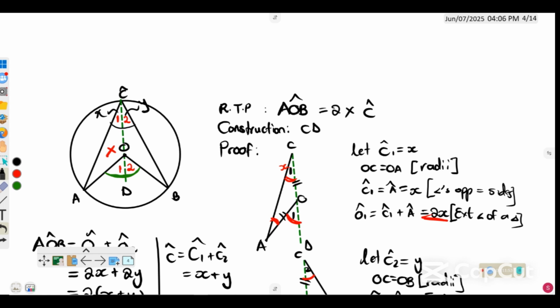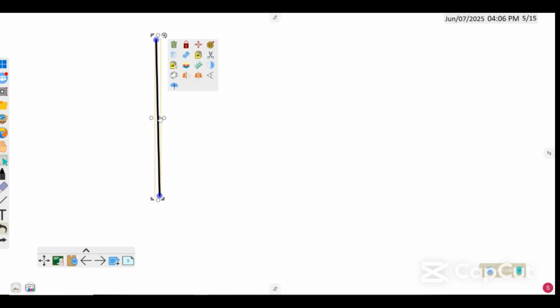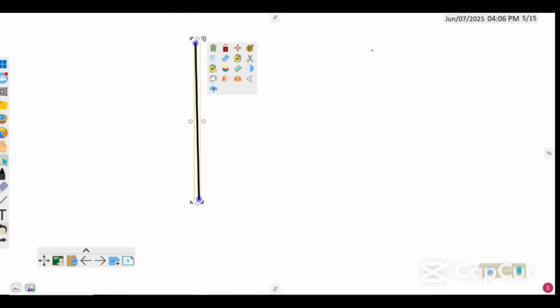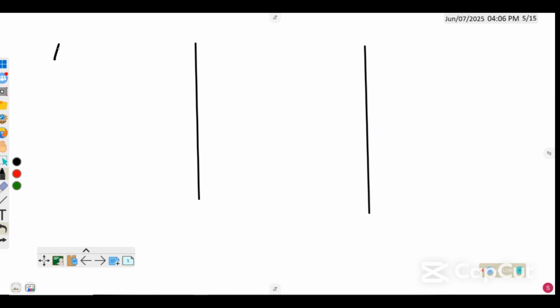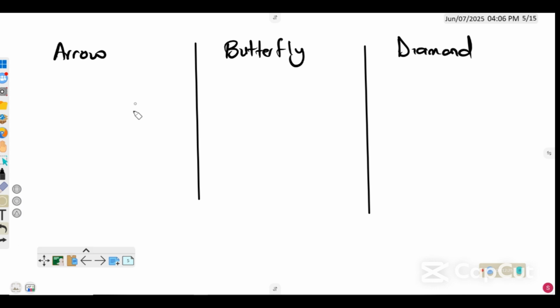Right. And then this thing comes in 3 different ways now. I gave it my own name so that I don't forget it. So one of these I call an arrow, right? An arrow like that. The other one is called a butterfly, right? It looks like the wings of a butterfly. And lastly, the other one is called a diamond. So these are all the different situations that you can have with angle at the center.